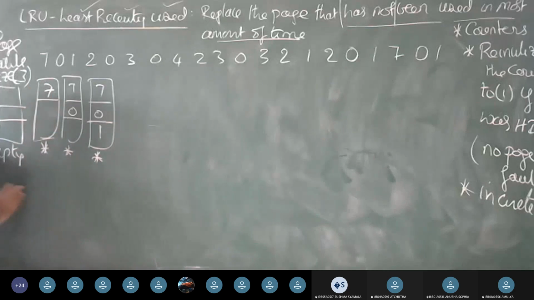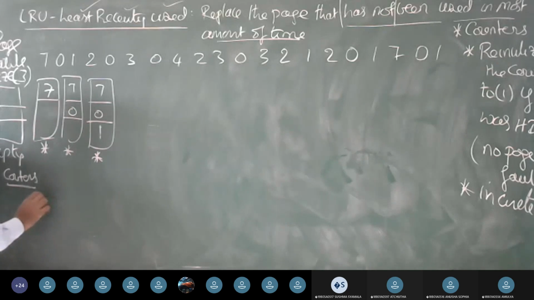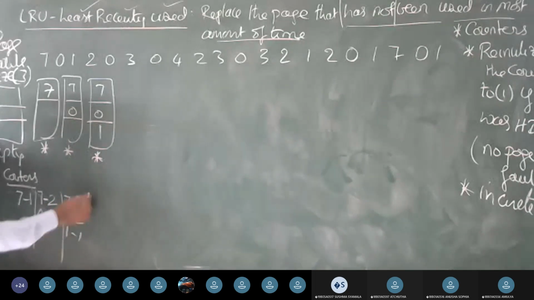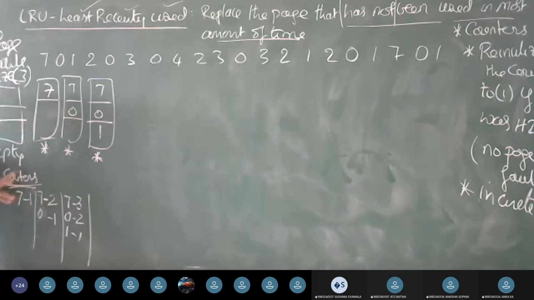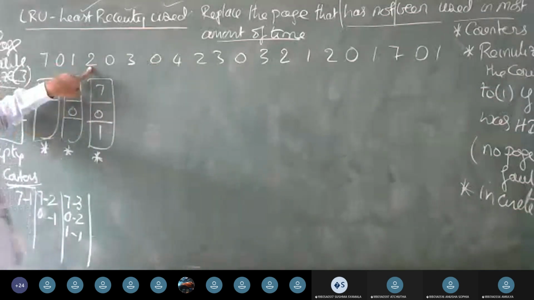Fine. Now, assume I am going to use the value of counters. In the first case, 7's value was 1. In the second case, 7's value was 2, and 0's value was 1. Next, 7's value was 3, 0's value was 2, and 1's value was 1. So we are using the counter values here. This is the increment value, and these are the frame contents. Got it? Next, I have to replace.